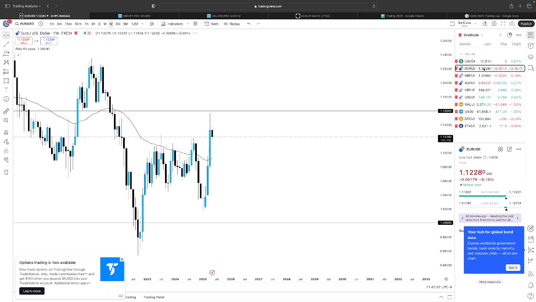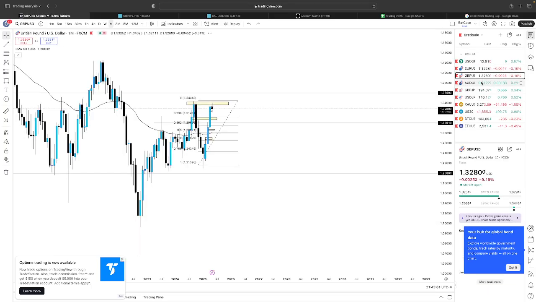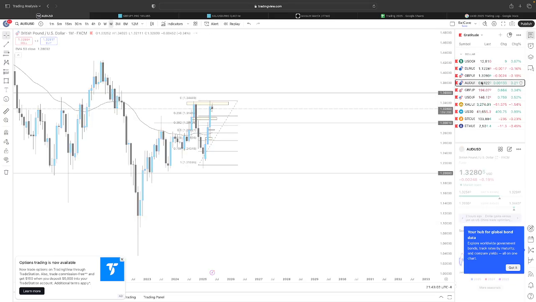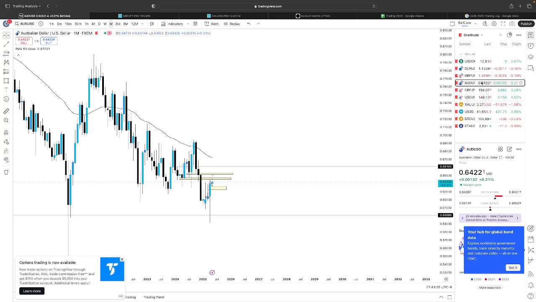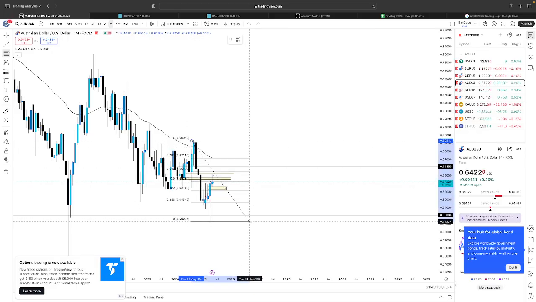and then if you go to AUDUSD, it's a similar thing where price action essentially creates a low and a lower high, and then looks to create a low.